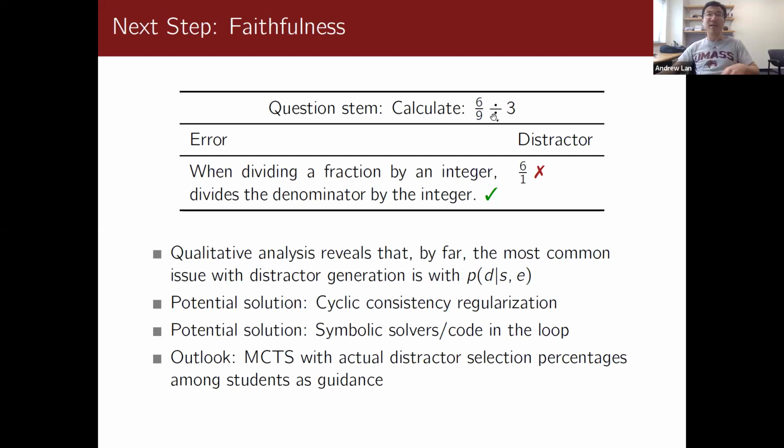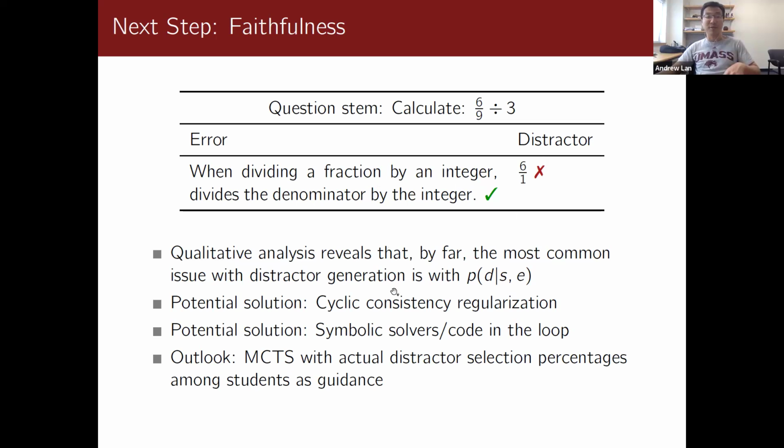Here's an example. Let's say I want to calculate 6/9 divided by 3. And let's say I have the error, which is: when dividing a fraction by an integer, divide the denominator by the integer. In this case, the distractor should be 6 divided by 9 divided by 3, so 6/3, or just 2. But after this entire training process, our trained model still makes an error, which says that if I follow this error, my distractor is 6 divided by 1.